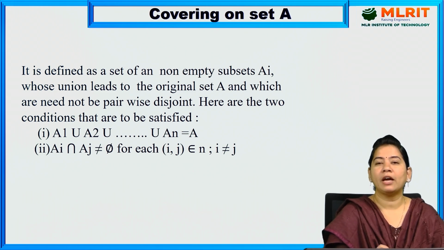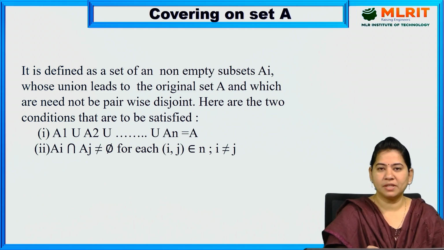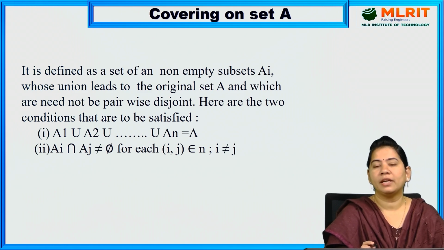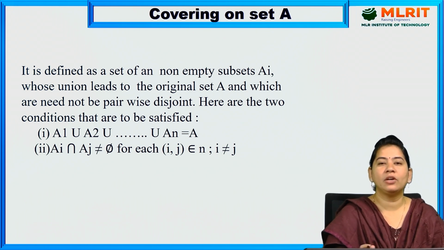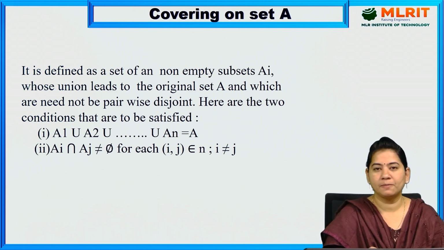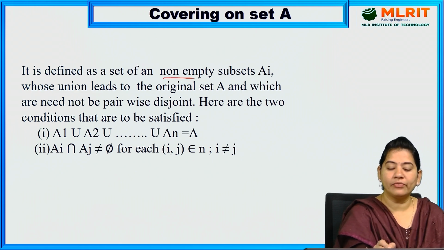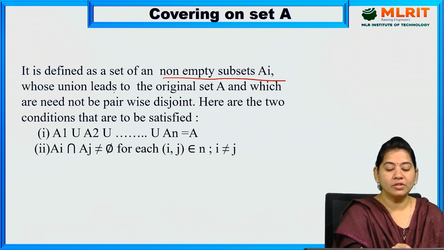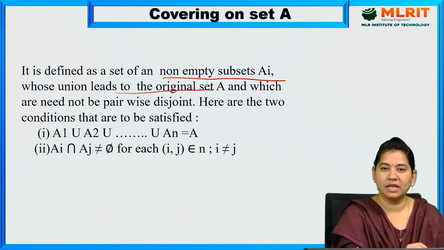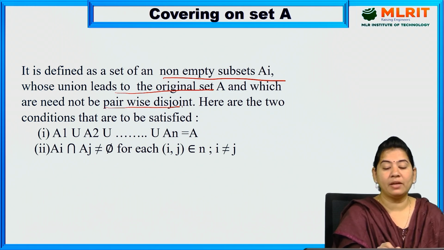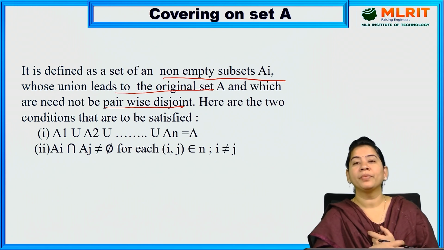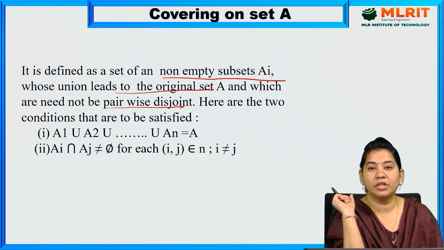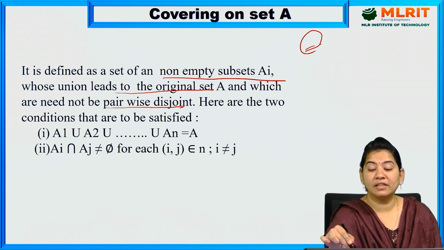But here we don't have that condition. Even if you apply intersection between the subsets, you may get a common element. In the partition set you should not get any common element whenever you apply the intersection. So here it is defined as a set of non-empty subsets Ai whose union leads to the original set A, that is the first condition, and which need not be pairwise disjoint. Means whenever you apply the intersection between any two subsets, it need not be disjoint. Disjoint means no common element, but here you may get a common element.